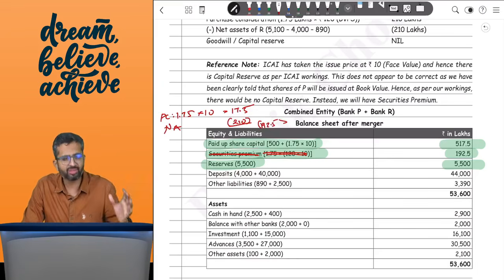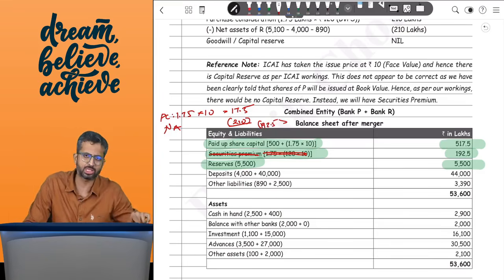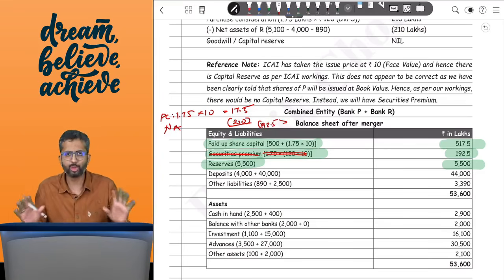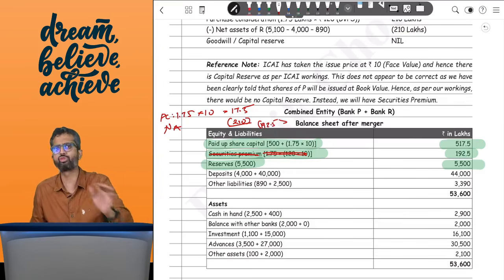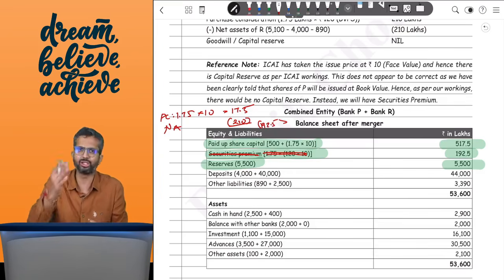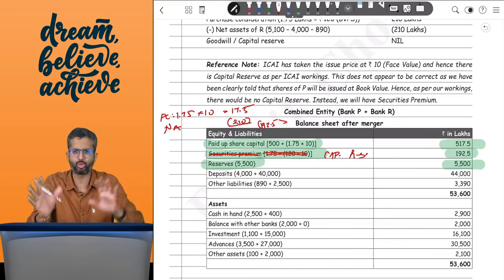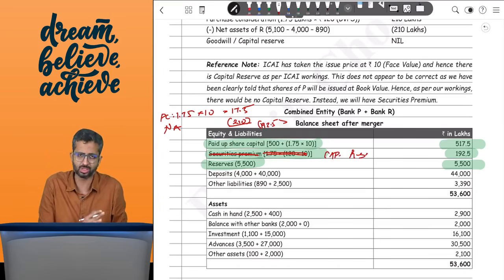Now why are we discussing this? Well, because if you see the institute study material question, they have not told you anywhere that the shares are going to be issued at book value, market value. So institute has taken shares to be issued at face value, and if by the way the shares are issued at face value, then this will be taken into the capital reserve. So that is one piece of information that you should be aware of if you want to tally this with, let us say, the institute's solutions.